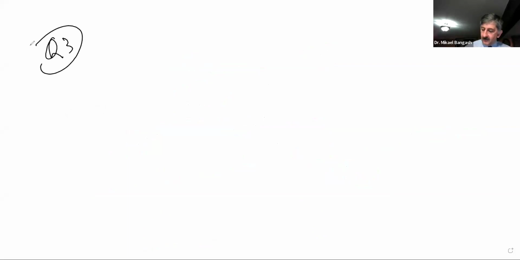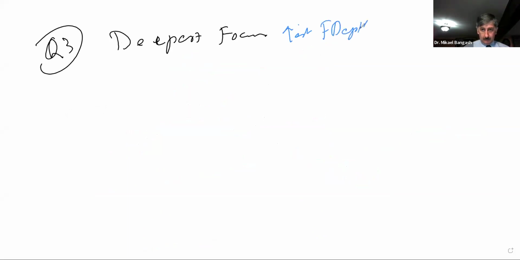Question number 3. Now, which of the following probes has the beam with the deepest focus? Deepest focus, or what would that mean? Because that's the greatest focal depth, or what we can call focal length.